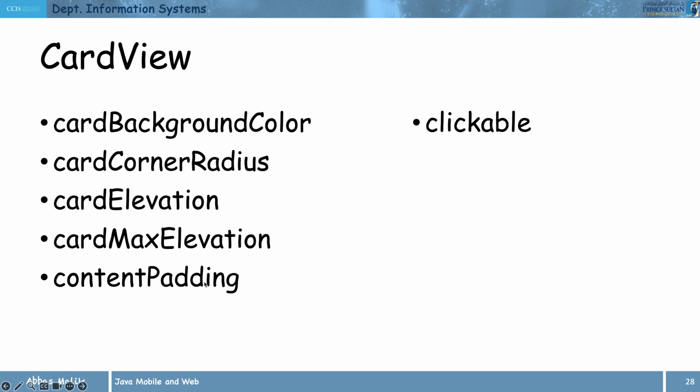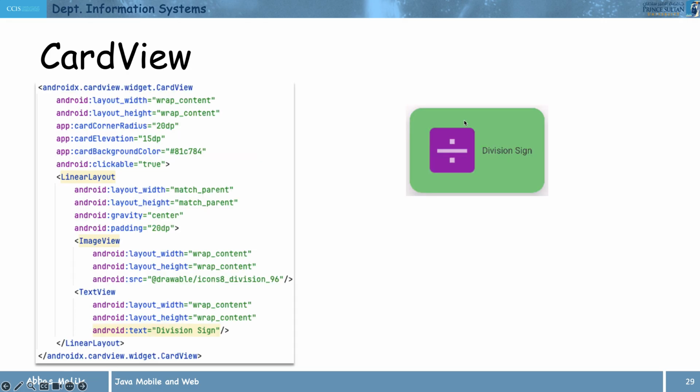Content padding, padding means the empty space inside the card, between the edge of the card and the contents. Clickable, is it clickable? We can click on that and so on. So we can specify certain properties.